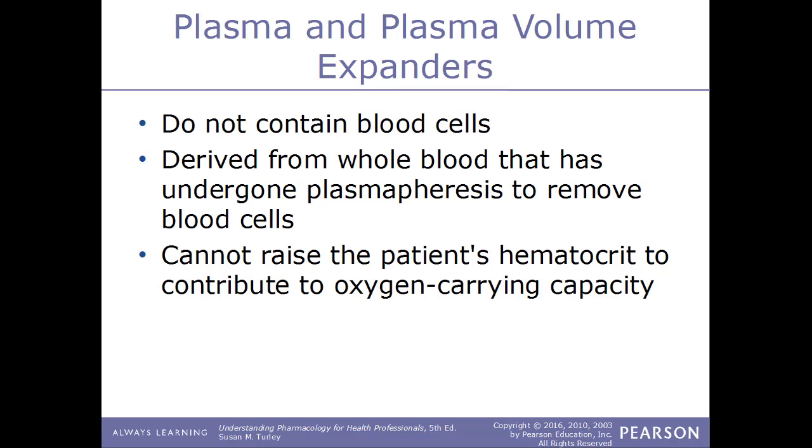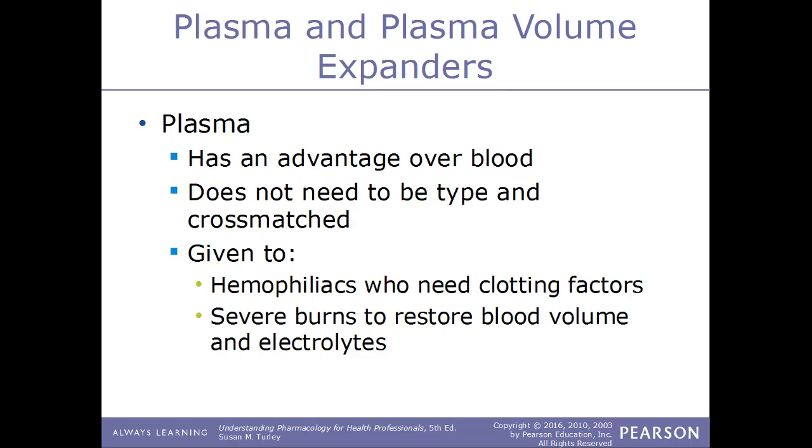Now, these do not contain blood cells. These are derived from whole blood that has undergone plasmapheresis to remove the blood cells. And these can't raise the patient's hematocrit level to contribute to oxygen carrying capacity. When it comes to plasma, this has an advantage over blood because it does not have to be typed or cross-matched. The plasma can be given to hemophiliacs who need the clotting factors, or to patients with severe burns to restore blood volume and electrolytes.